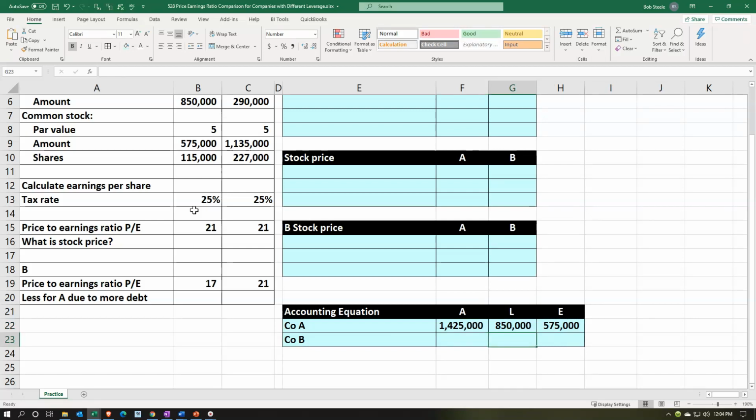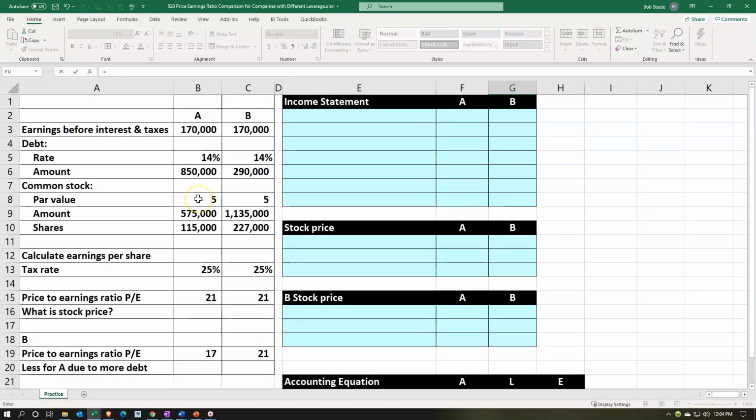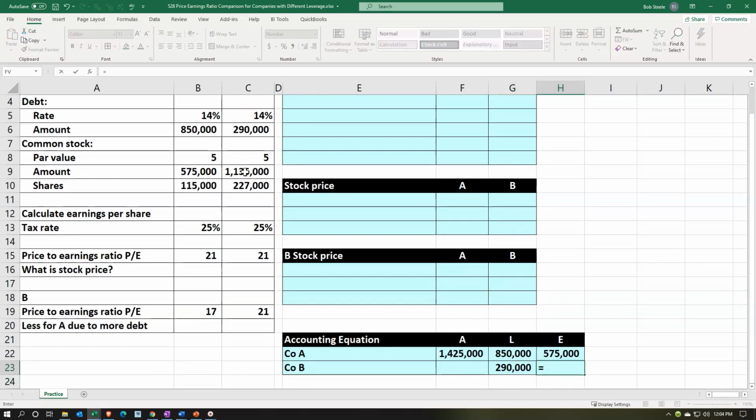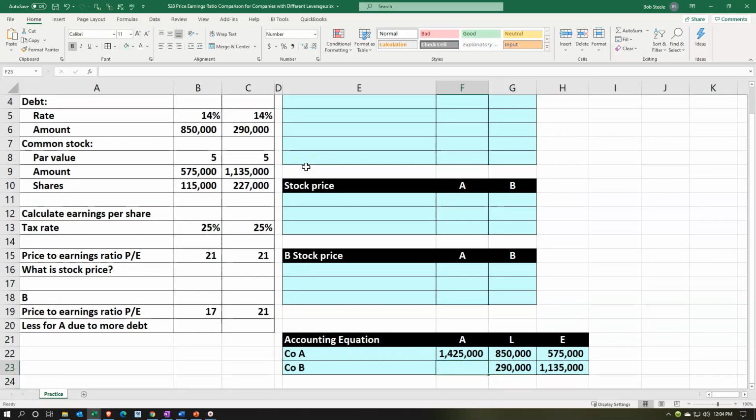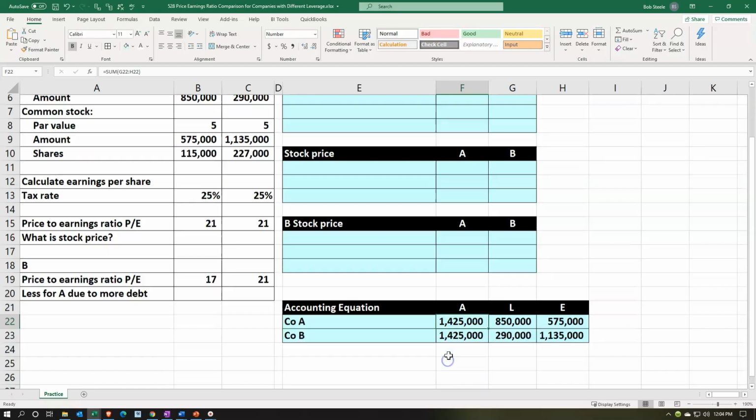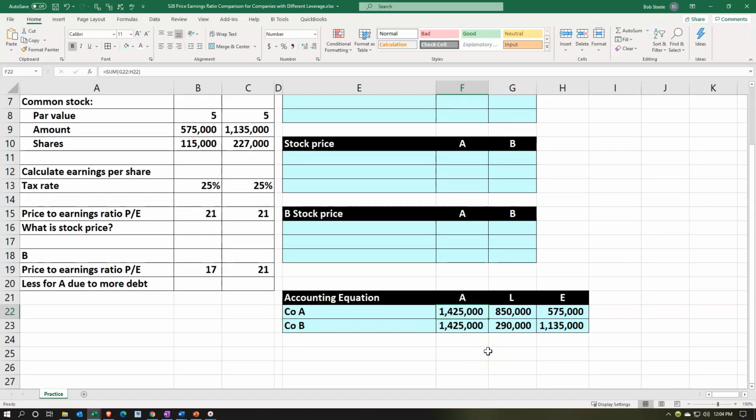Then if we think about B, B has liabilities of 290,000, and they have equity of the 1,135, to give us the total assets, once again the sum of liabilities and equity, of the 1,425. So once again, the assets are the same, different structure. The assets are what the company has, but they've been broken out in two different ways, with the capital structure of those assets, liabilities versus equity, being different for company A and B here.